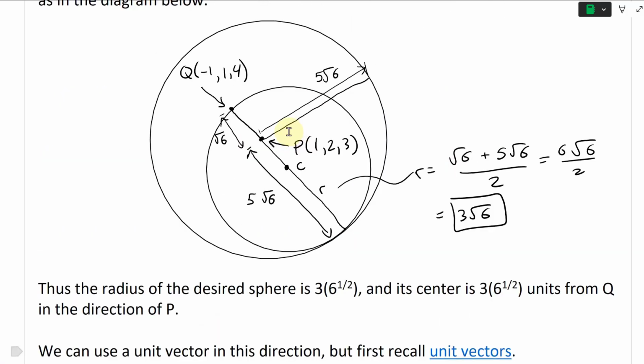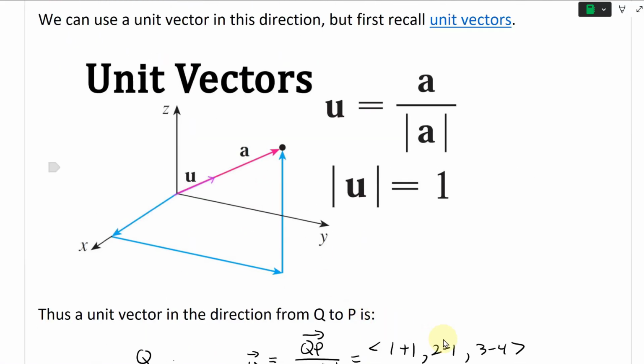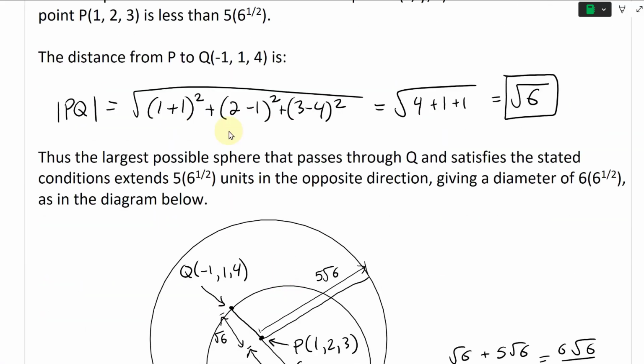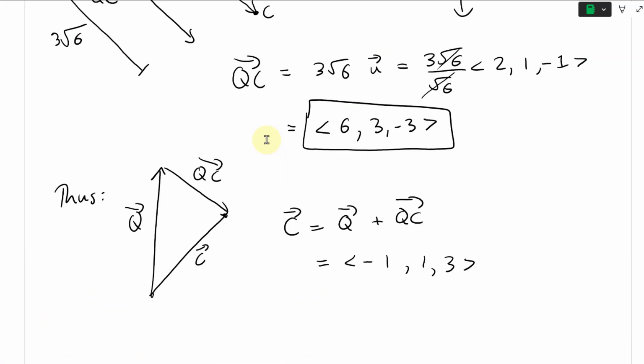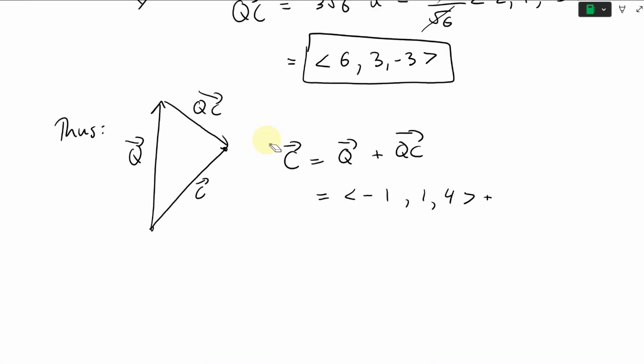Yeah, so Q is negative 1, 1, and 4. Then plus QC, which is just the top one there, 6, 3, negative 3. So negative 1 plus 6 is 5. Then 1 plus 3 is 4. And 4 minus 3 is 1. So the center is at 5, 4, and 1.